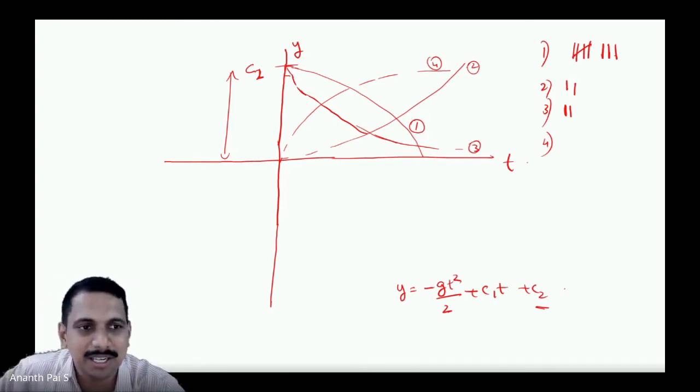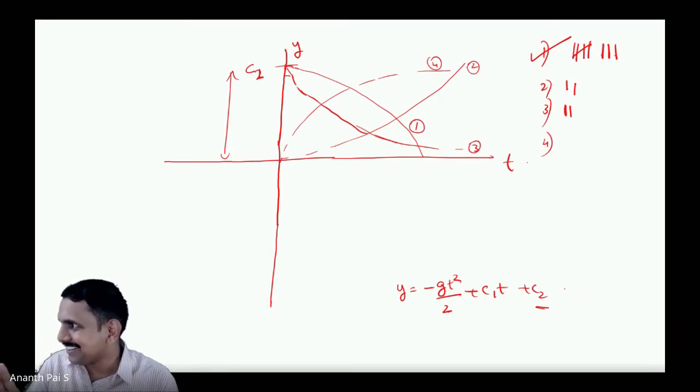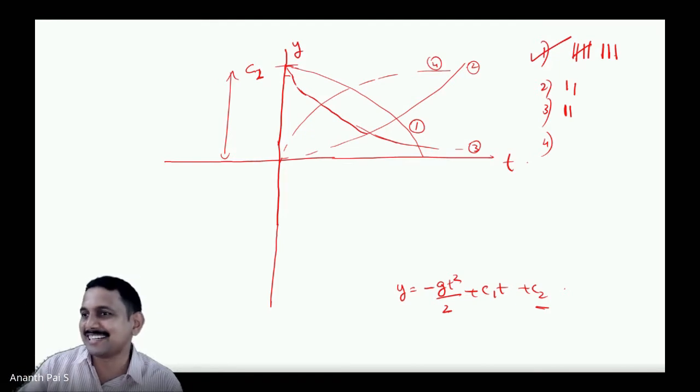Majority is over. So this is the winner. And that is the right answer. Why is 1 the right answer? Why is 1 the right answer?